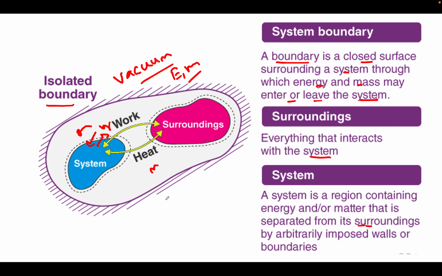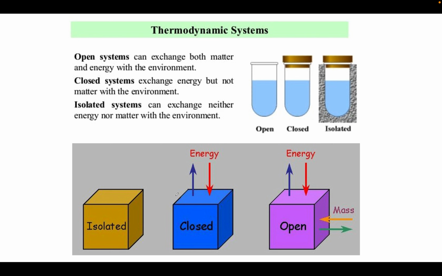So this is the basic diagram which is showing these things which I told you earlier. There are basically three types of thermodynamic systems: open, closed, and isolated. As the figures are clearly depicting, open means the system is totally open towards the surroundings. So mass and energy transfer can occur in both directions, either from surroundings to system or from system to surroundings. Open systems can exchange both matter and energy with the environment.